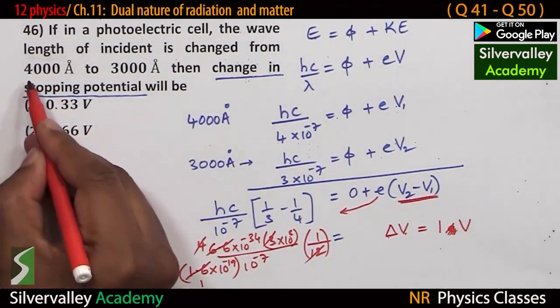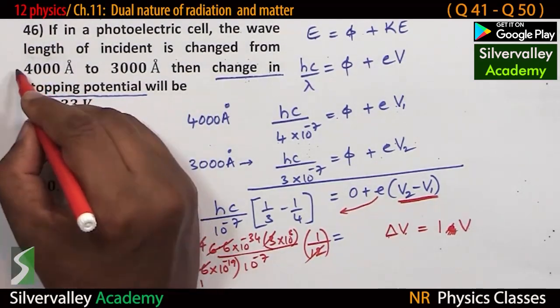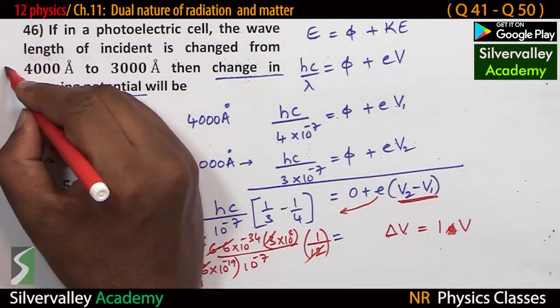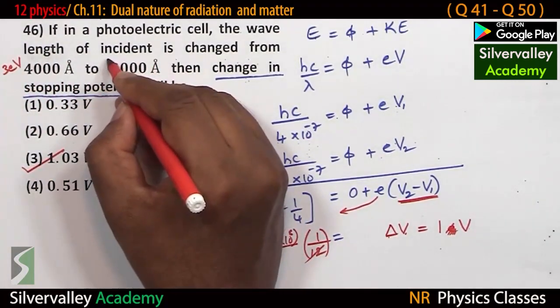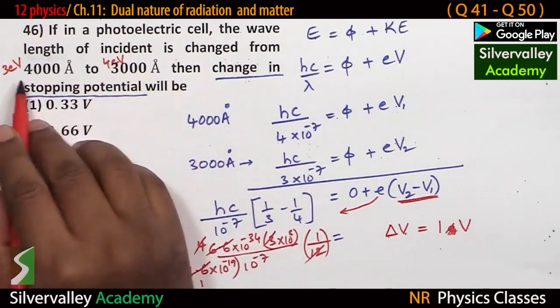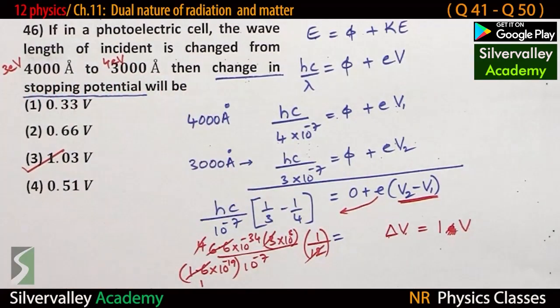You can also say for 4000 angstrom it is 3 eV. For 3000 angstrom it's approximately 4 eV. So the difference of these two is 1 eV. That is also possible.